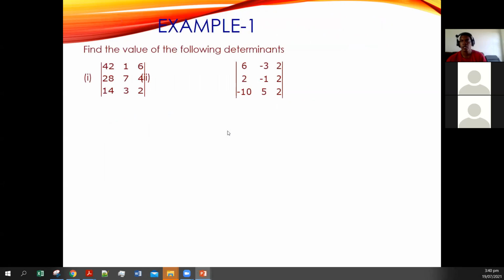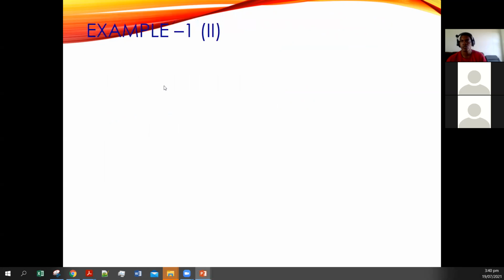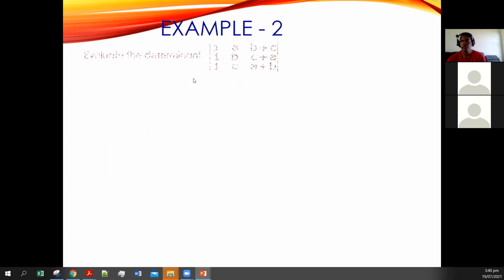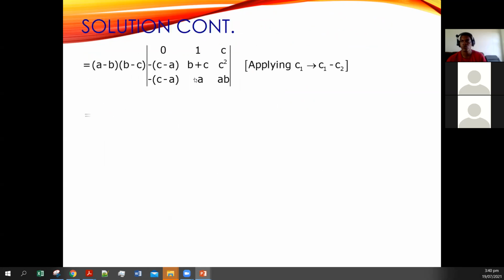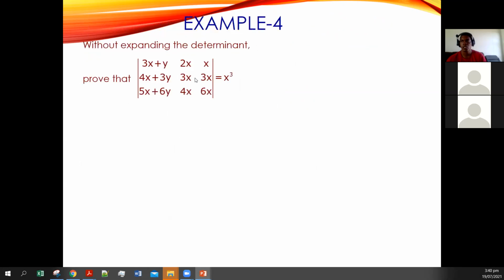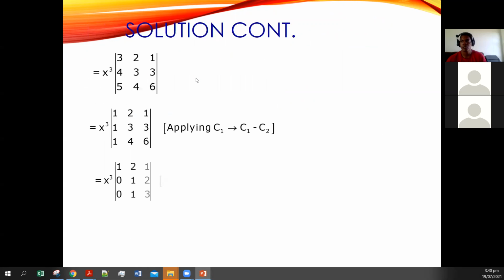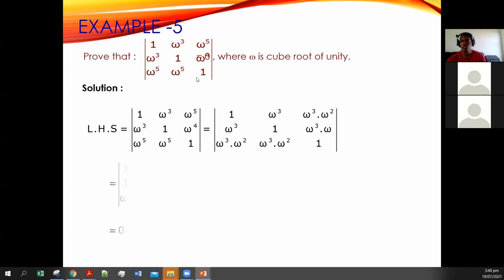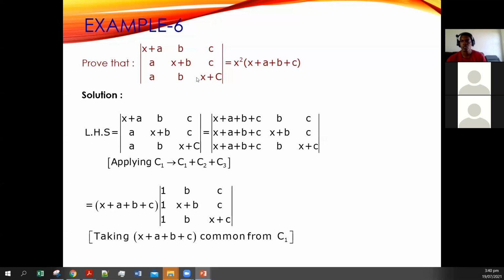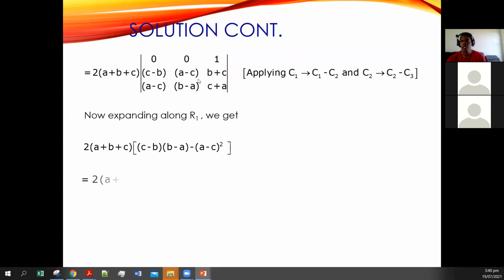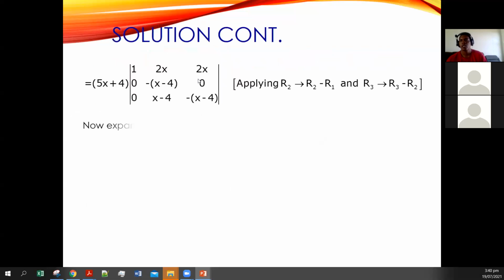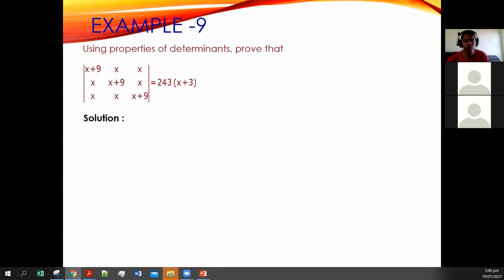I will not go through the 3x3 examples. I will find another example for 2x2 for you guys. And this is just more examples, solutions, examples, and differences. So I just want to go quickly to the exercise. Let me just quickly see here.